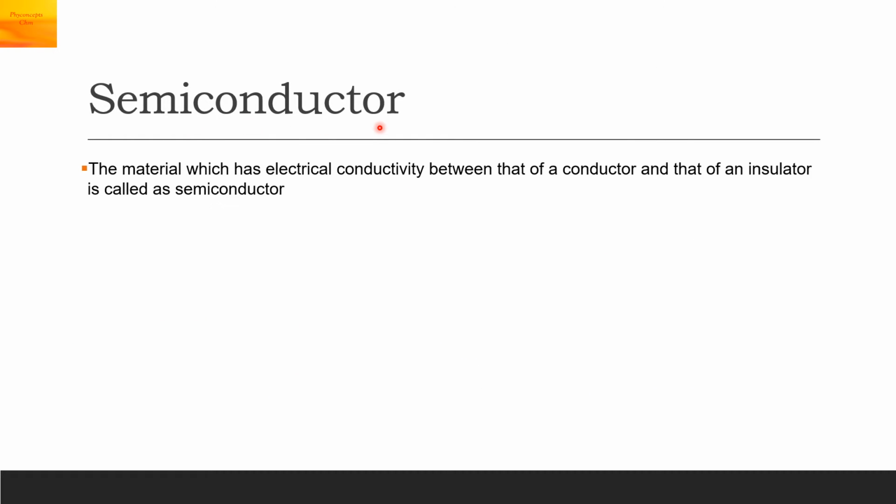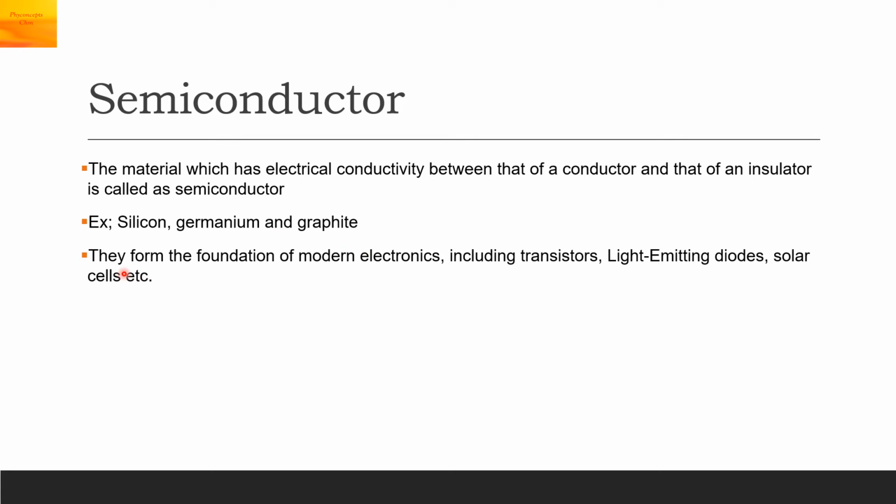Semiconductor. The material which has electrical conductivity between that of a conductor and that of an insulator is called as semiconductor. Examples: silicon, germanium, graphite. They form the foundation of modern electronics, including transistors, LEDs, that is light emitting diodes, solar cells, etc.